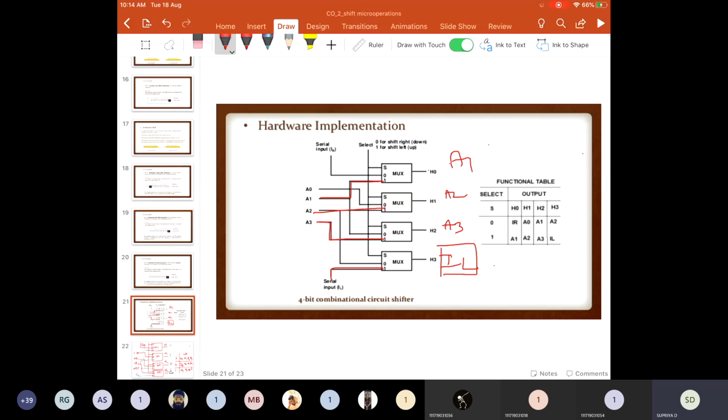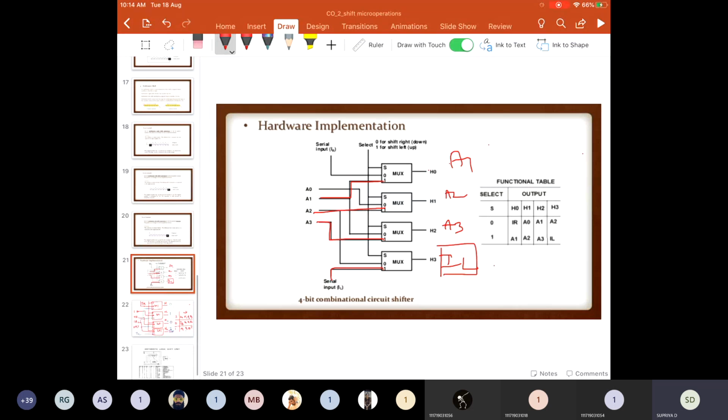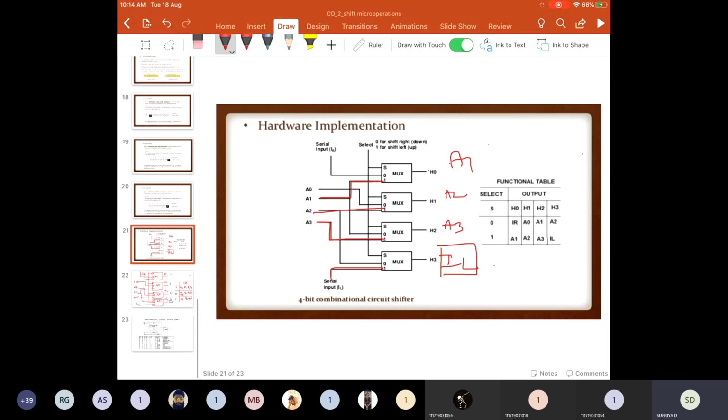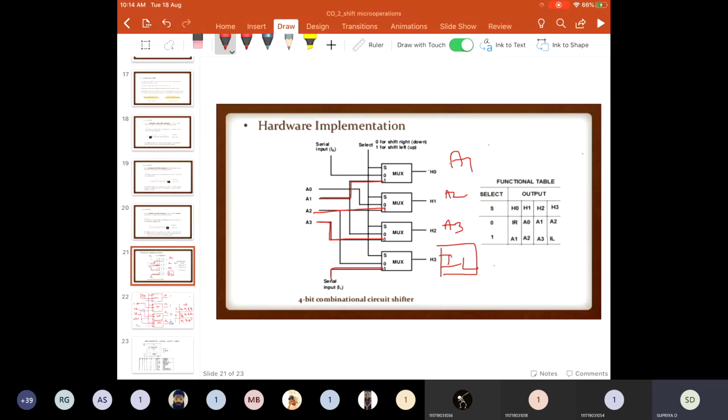You are moving one bit up. It will be moved to the most significant side by one bit left, that we are calling shift left operation. Shift right, you are moving one bit down, so it can also be called shift down operation. In this way, when s equals to 0, shift right operation is performed. When s equals to 1, shift left operation will be performed. Okay, this is about shift micro operations hardware implementation.